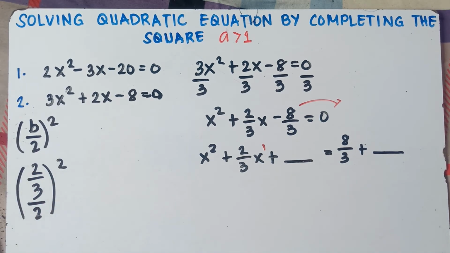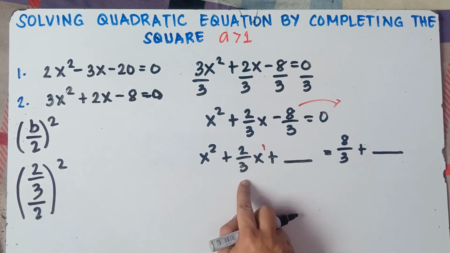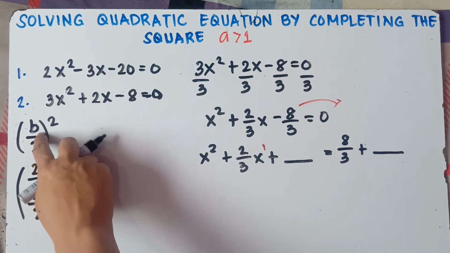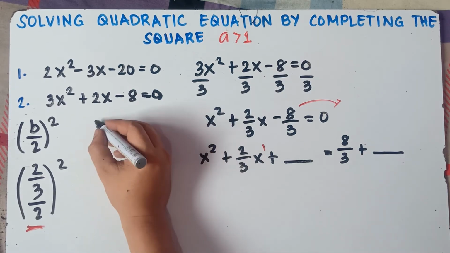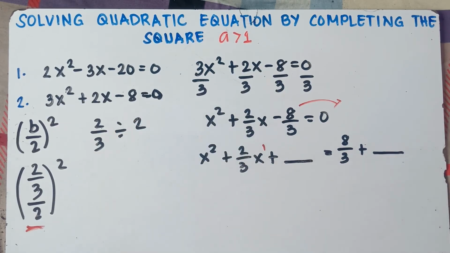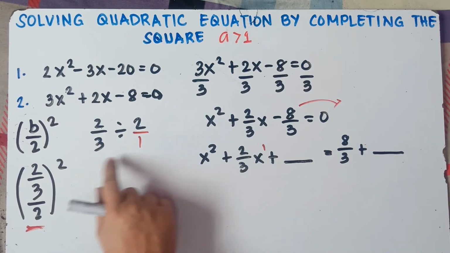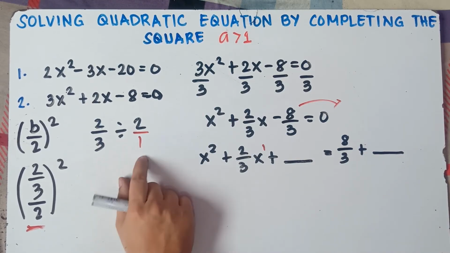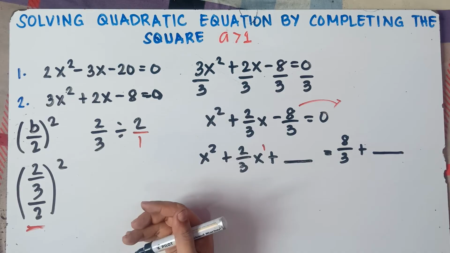Once again, class, where did you get 2 over 3? 2 over 3, class, is the value of b. And this divided by 2, this is the formula, class. b divided by 2. Alright, so let me simplify first inside the parentheses. So this will be 2 over 3 divided by 2. Once again, class, any whole number has a denominator of 1. In fractions, class, always recall this one: you cannot divide fractions directly. You need to get the reciprocal of the divisor, then you proceed to multiplication.